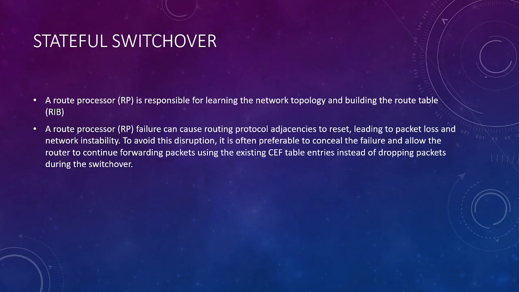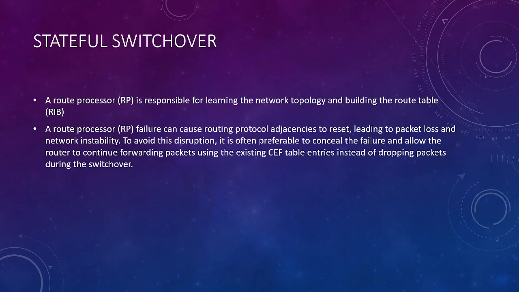Otherwise, what will happen with protocol adjacencies? Say I have 10 routers connected. All the protocols will flap, then all the traffic sent via that particular interface will flap, and actual data packet loss will occur. So we need to conceal that failure and allow the routers to continue forwarding packets using existing CEF entries instead of dropping the packets during the switchover. When there is a failure, use the existing routing table, existing CEF, and existing outgoing interface.